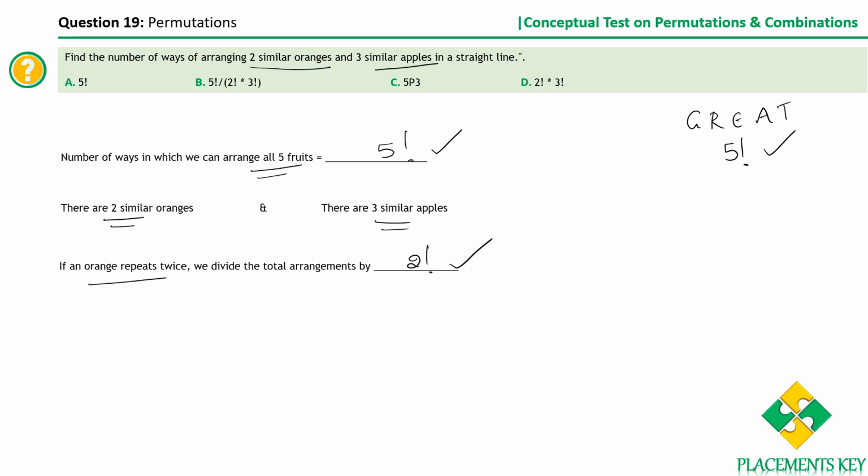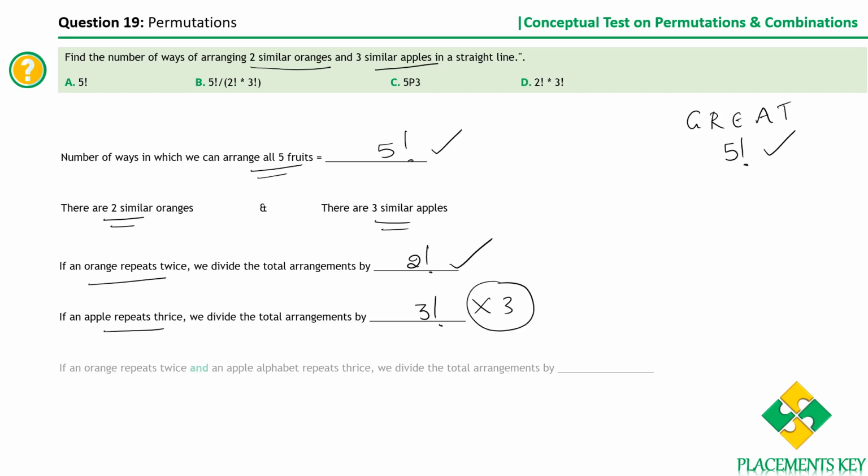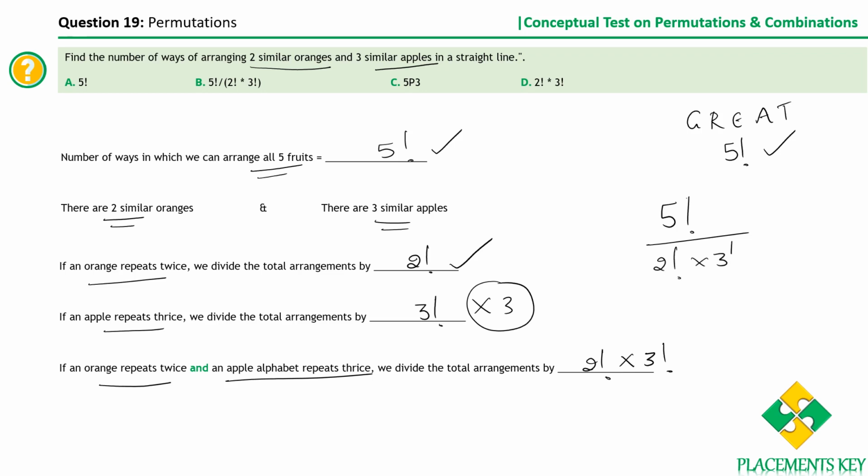Similarly, since apple repeats thrice, we divide the total arrangements by what? It is 3 factorial and not 3. Please remember this. So clearly, since orange repeats twice and apple repeats thrice, we divide the total arrangements by 2 factorial into 3 factorial. So what is the total number of unique ways in which we can arrange them? It is 5 factorial divided by 2 factorial into 3 factorial. It is very similar to the previous question.